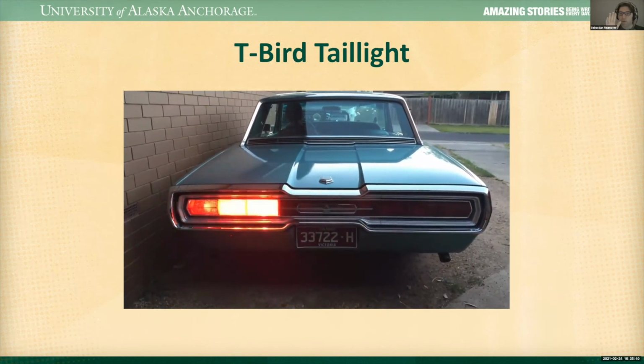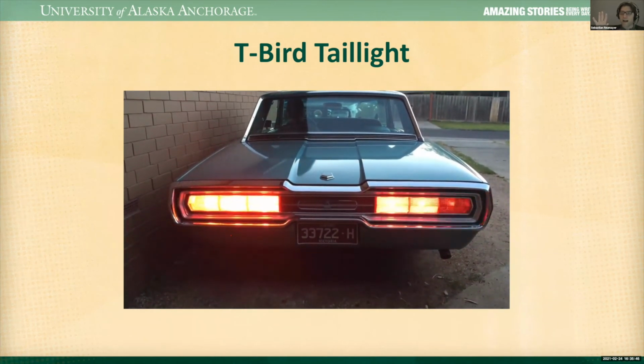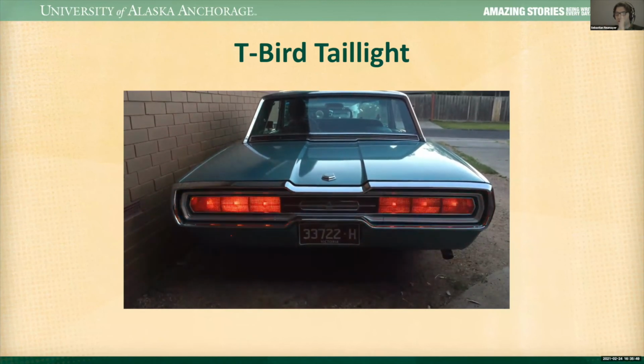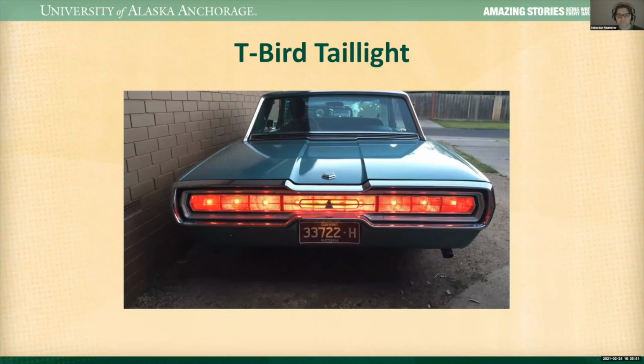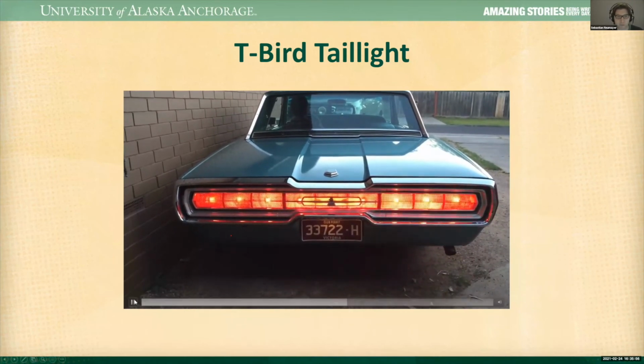And you can see that when the brake is pressed, the non-turn signal side lights up. And then when the other turn signal lights on, it goes 1, 2, 3, 1, 2, 3. And so that is how a Thunderbird tail light works.